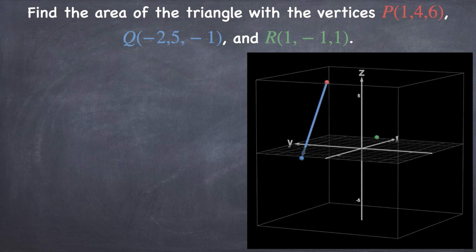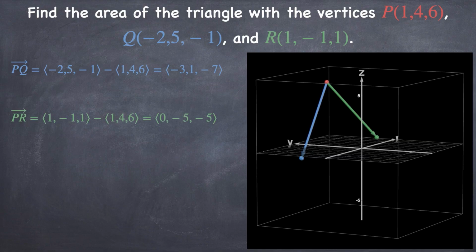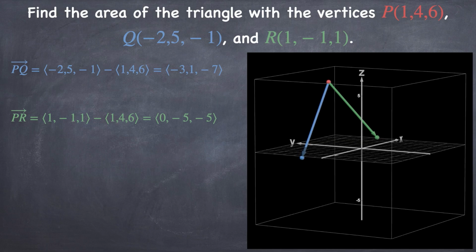And so the first thing I'm going to do is take a vector. This is the vector PQ, starts at P and ends at Q. And then I'll look at the vector PR, starts at P and ends at R. So these two vectors seemingly form 2 sides of my triangle.